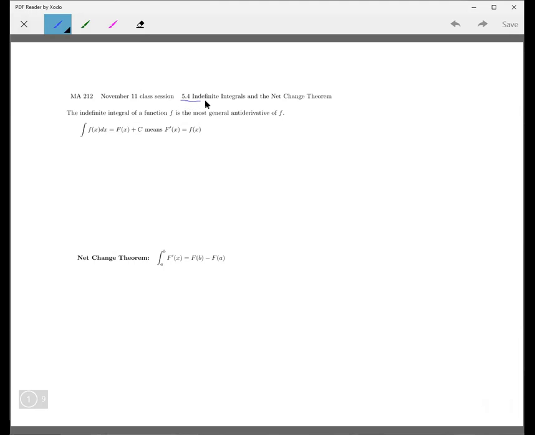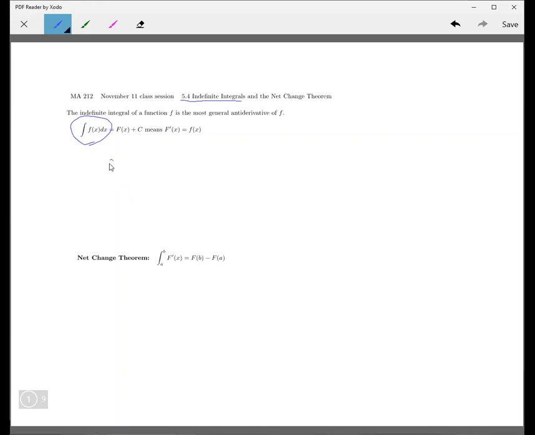Covering 5.4, which is about indefinite integrals and the net change theorem, mostly indefinite integrals. So the indefinite integral is the most general antiderivative of f. This is what the indefinite integral is, this form right here. You find an antiderivative and you add a c to it, and that's the most general antiderivative. That's the indefinite integral. And the antiderivative means that capital F prime of x is equal to little f of x.